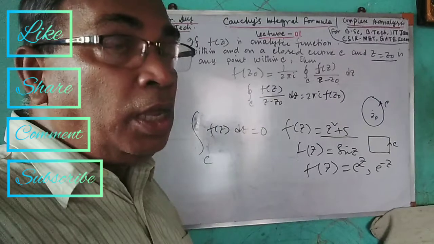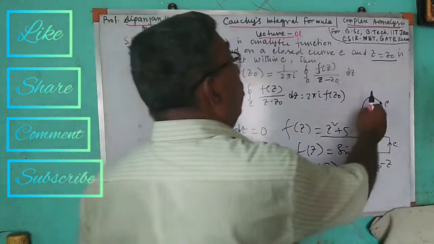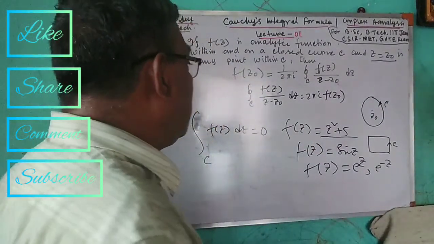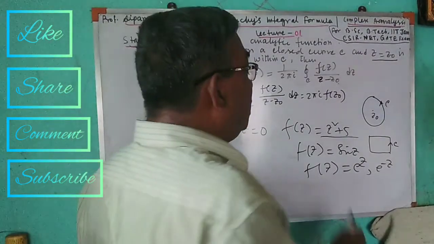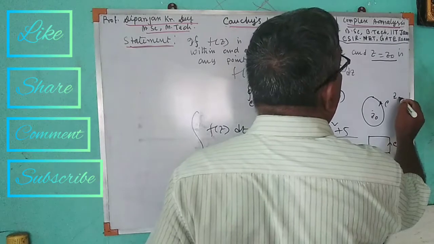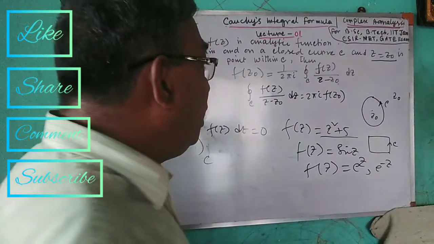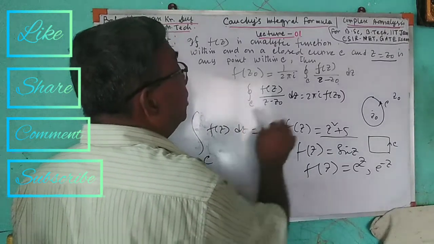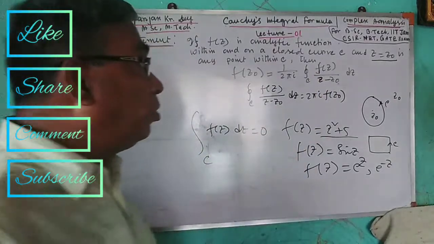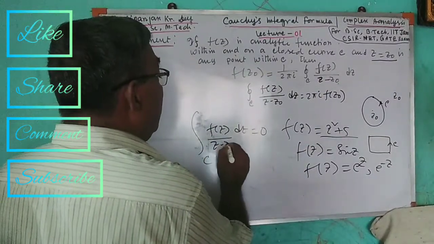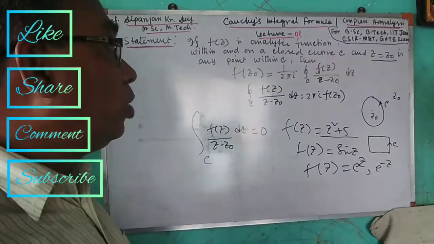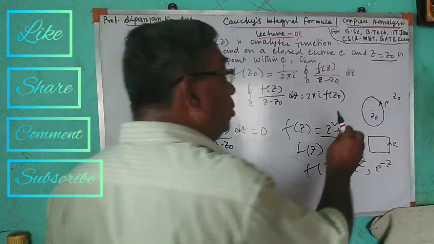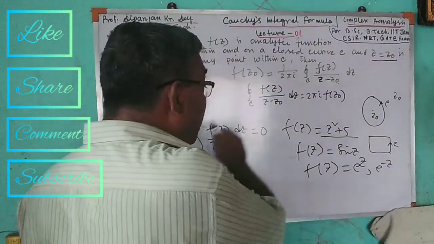If the singular point lies on the closed curve, then we have to use this formula for getting the integration value. Suppose the singular point z0 is outside the closed curve, then the integration of f(z) by (z minus z0) dz is directly 0. If z0 is a singular point but outside, then this value will be 0.